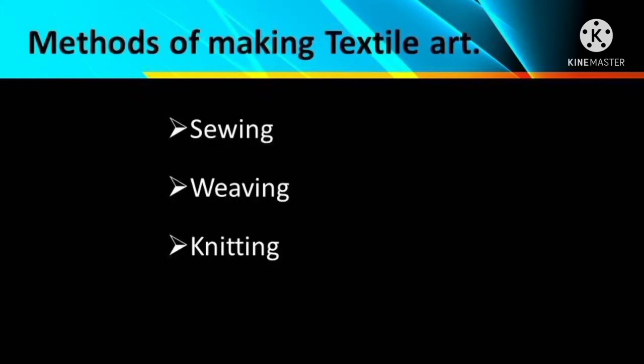There are three methods of making textile art: sewing, weaving, and knitting. Many cultures around the world have distinct methods of making textile using materials available to them, and some have become famous over the centuries. Today, many contemporary artists work with fibers and textiles in new and exciting ways. Let's look at a few methods of making textile art.